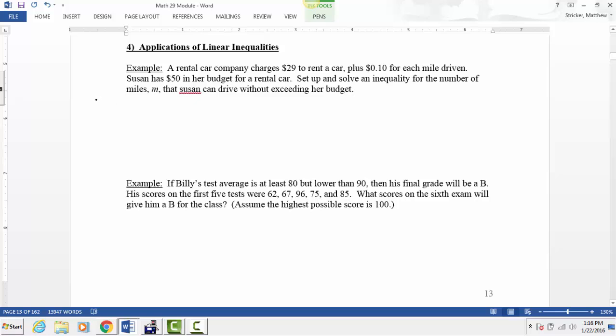So it looks like she has a kind of fixed charge that she has to pay no matter how far she drives. The fixed charge is $29. But then she also has a per mile charge. And how much is that? Per mile charge is 10 cents per mile. And we have a variable. They actually define the variable for us. They let M be the miles driven.